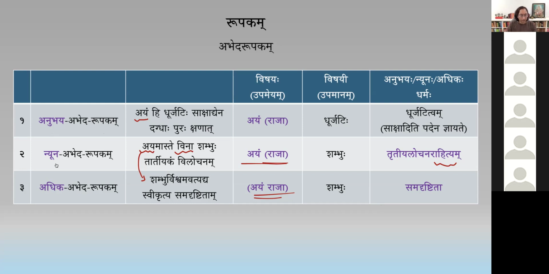So regarding Vachaka Lopa, what was the example that we were looking at in Upama? Let me go back to that. I can't find it here.